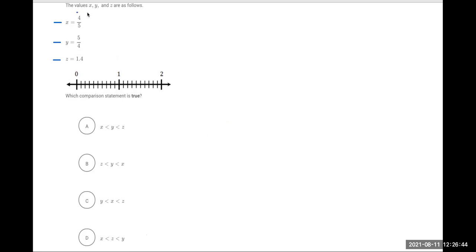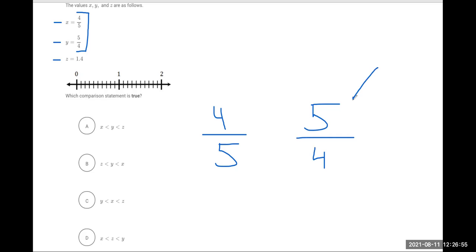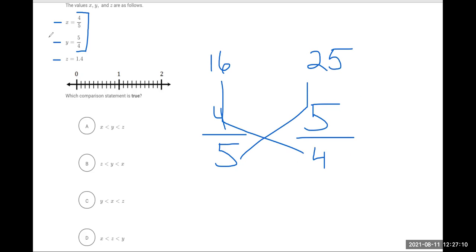So real quick, we're going to compare 4/5 and 5/4 and figure out which one is bigger, which one's smaller. It's fairly obvious. This is more than one. This is like 5/4, this is $1.25. But we're doing a different skill right now. We know to cross multiply. This says 16 because it's 4 times 4. This is 25. So 4/5 should come first.